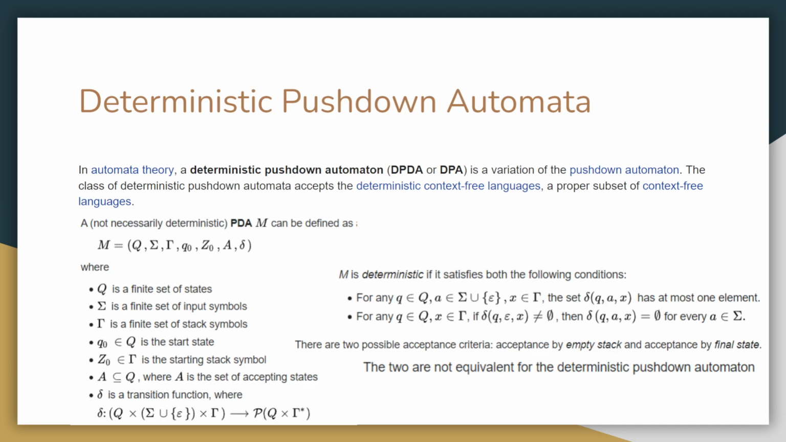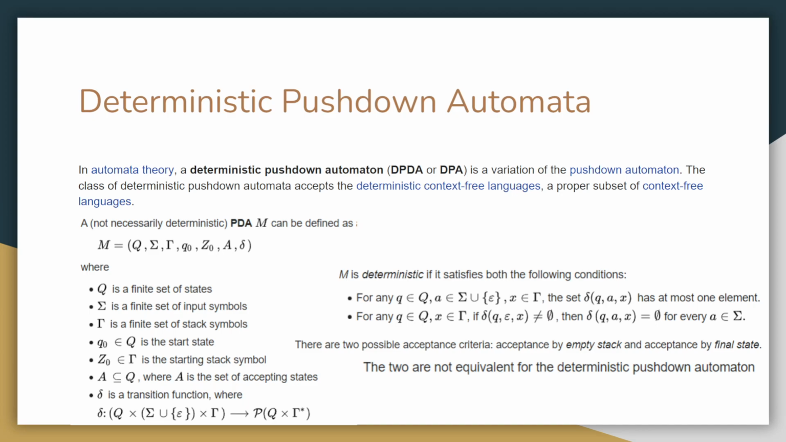Delta maps Q times Sigma union epsilon times Gamma, which leads to P of Q times Gamma star.